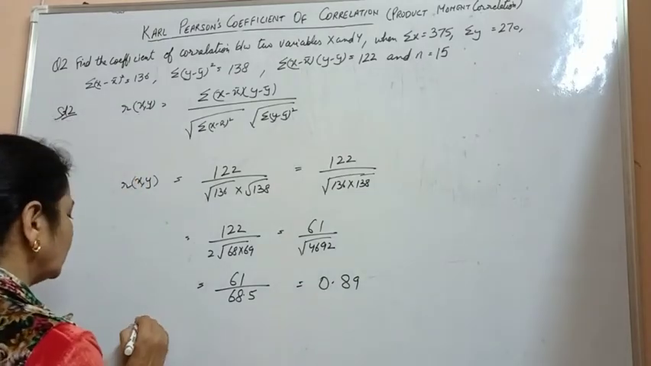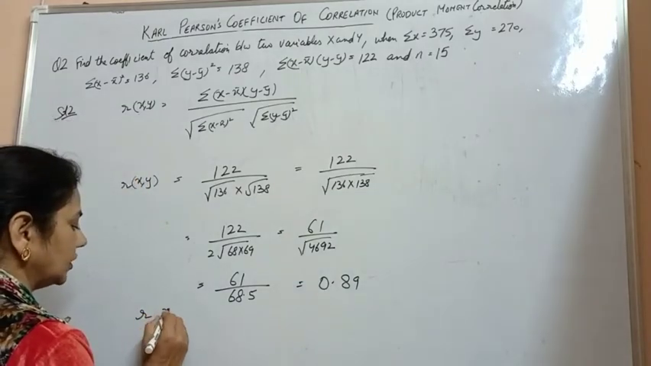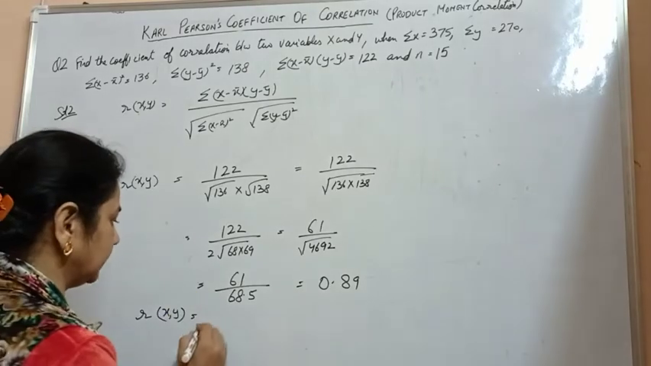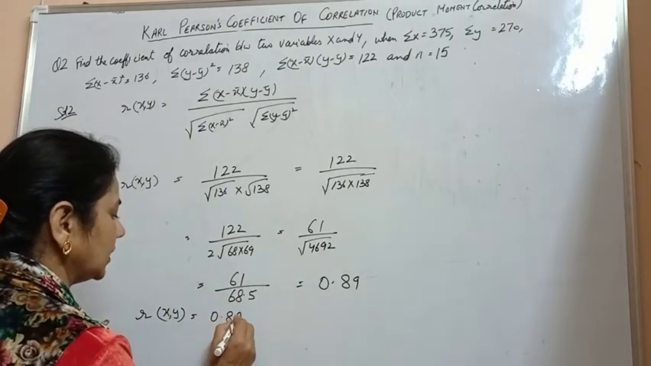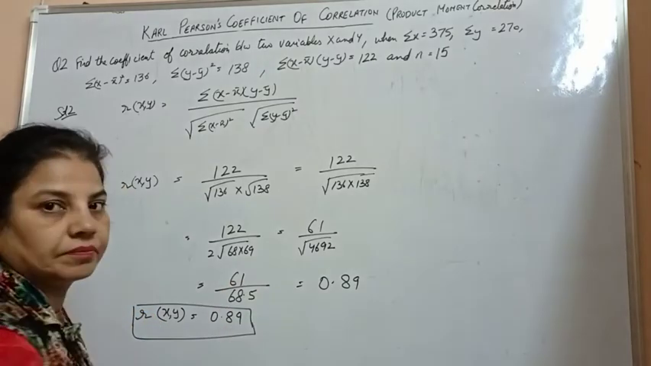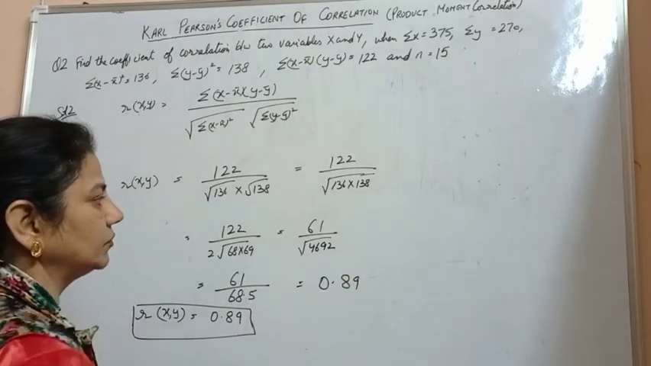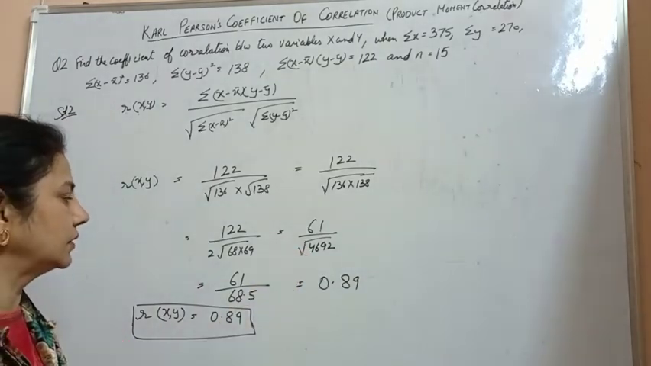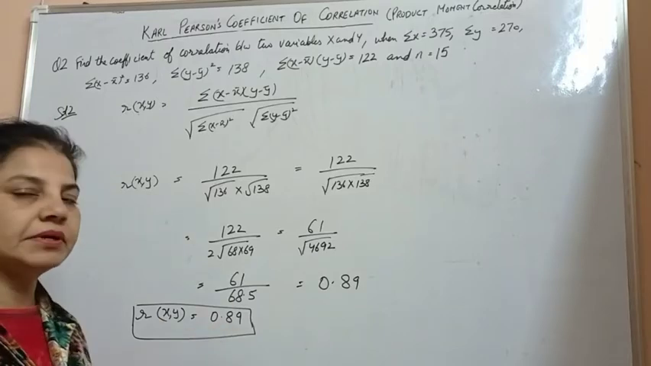So the coefficient of correlation between the two variables x and y is 0.89. This is my solution. All the calculation you have to do yourself. Take the square root of the given number, and then simply divide it and you get the result.